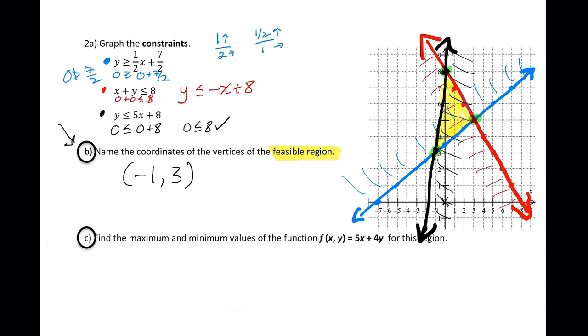So this will be a try this to make sure you can identify the vertices of the feasible region. And then on C, I'd like you to use this objective function, f of x comma y equals 5x plus 4y. I'd like you to use that objective function to evaluate where is the maximum and the minimum values. So you have a try this on B and a try this on C.